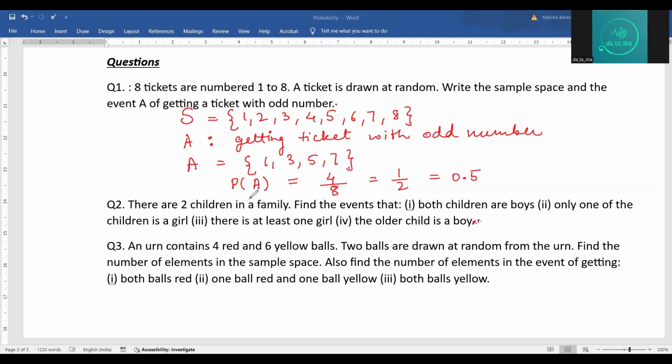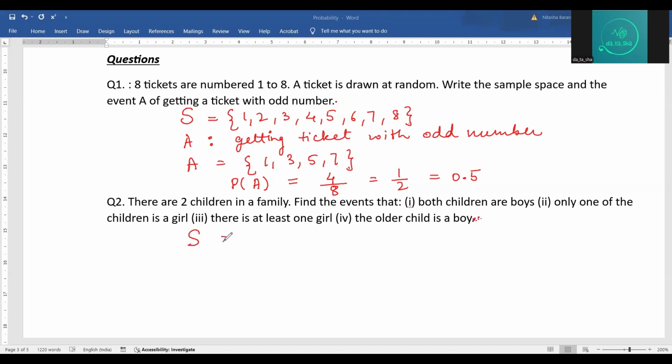There are 2 children in a family, and the event is that both the children are boys. Sample space, first of all: it could be either both boys, one boy and one girl, first one girl and other boy, or both girls. Now in the first part, we just need to find the events. So I'm just finding the events only. If A is the event of getting both the children as boys, so A would be this, right?